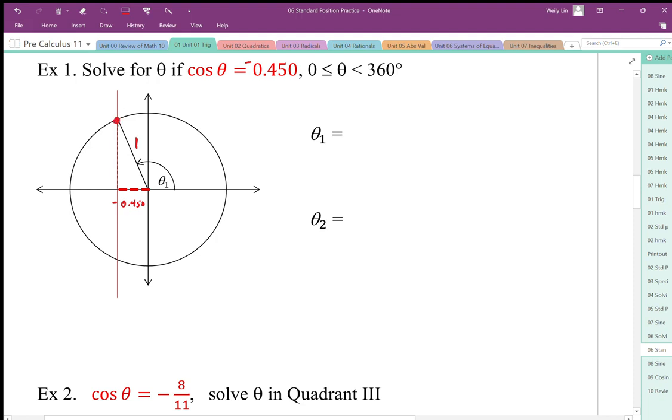Okay, now I have my theta 1 position, and if I actually type this into the calculator, I end up with secant cos of negative 0.450, and that gives me an angle of 116.74 degrees. This comes from the inverse cosine of the ratio negative 0.450. Okay, so that's our theta 1.